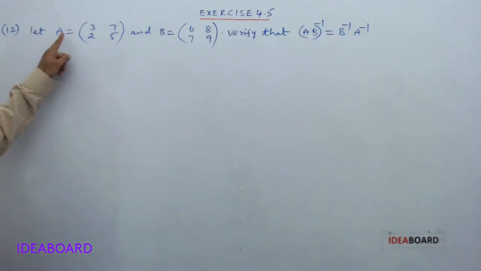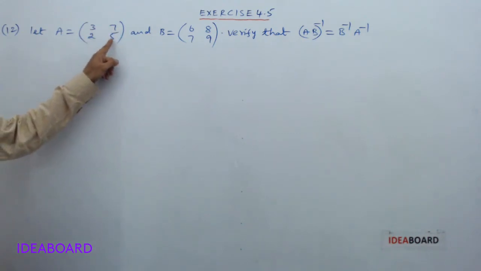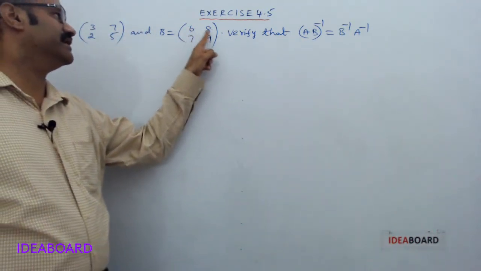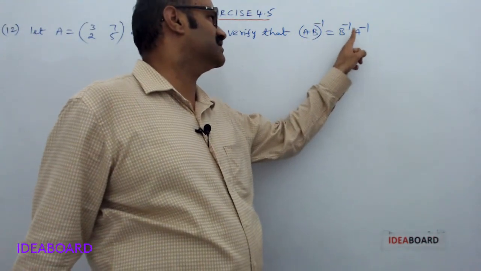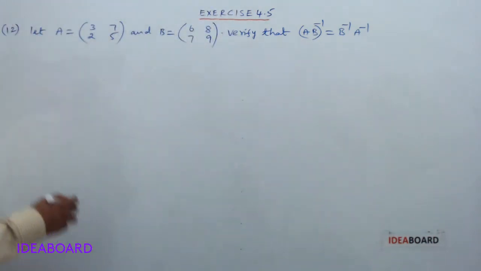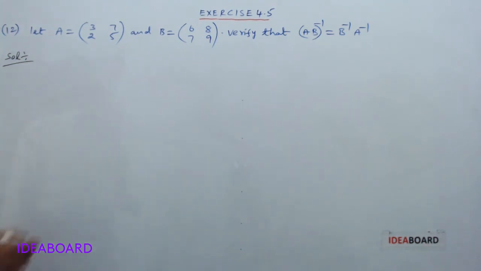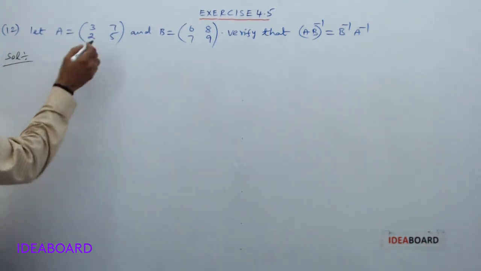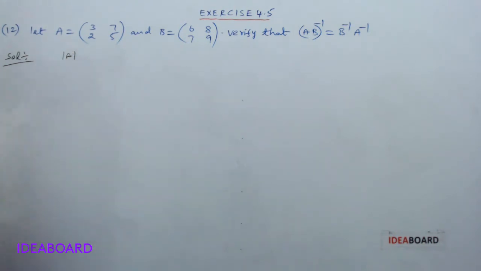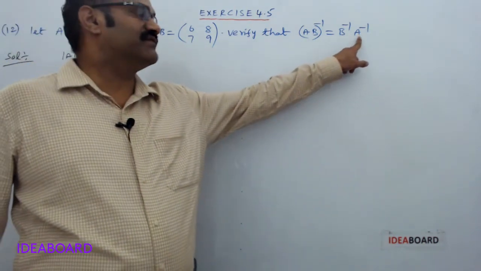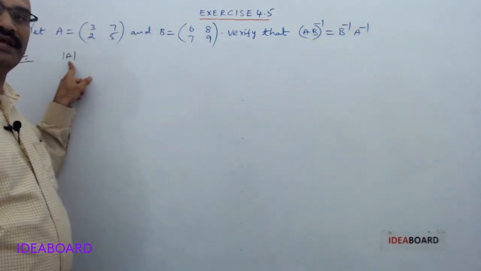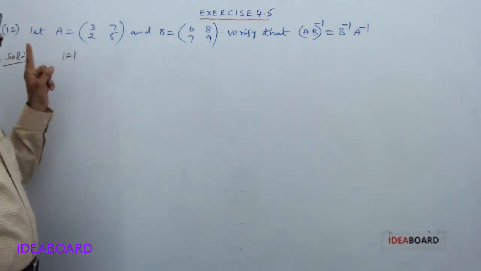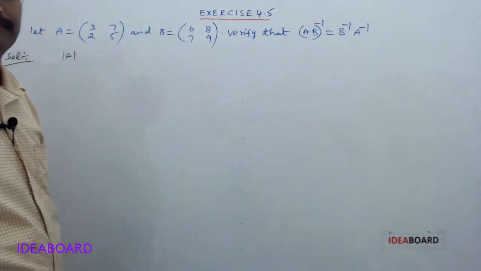Twelfth problem, let A equal to 3, 7, 2, 5 and B equal to 6, 8, 7, 9. Verify that AB whole inverse equal to B inverse into A inverse. Solution. First we have to find det A here. A inverse formula is 1 by det A into adjoint of A. If det A not equal to 0, then only inverse exists. So first we have to find det A and det B.